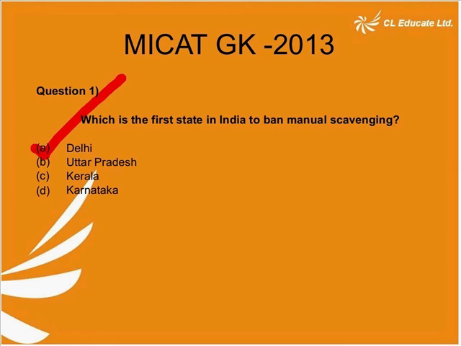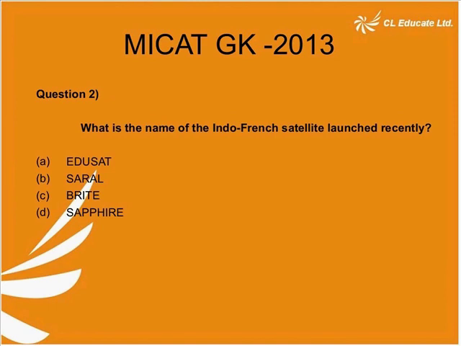And what is the name of the Indo-French satellite launched recently? This Indo-French satellite actually took 6 satellites along with it. Indo-French relations are important because recently the President of France, Francois Hollande, visited India, and then the British Prime Minister also came. So what is the name of that? Bright and Sapphire are also names of satellites that went together, but the Indo-French satellite name was Saral. Bright and Sapphire, I think, were from Austria and Italy.